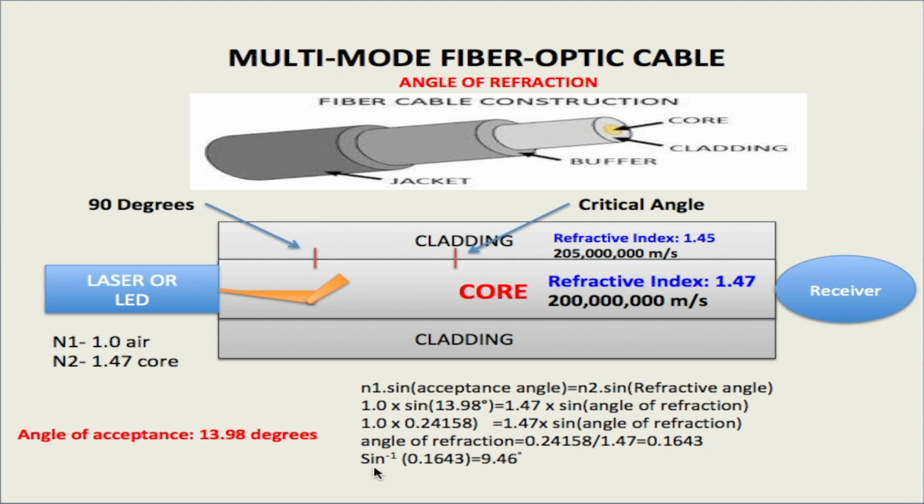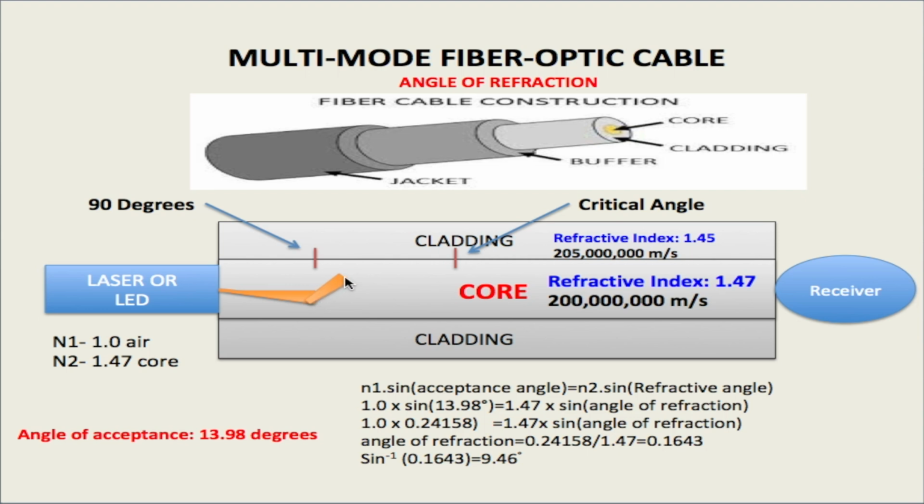So we go to our scientific calculator again, and we take the inverse sine just like I showed you earlier. And so we just do the inverse sine of this number, and we get 9.46 degrees. And so the answer here for this angle would be 9.46 degrees. So now we have figured out the angle of acceptance and the angle of refraction.